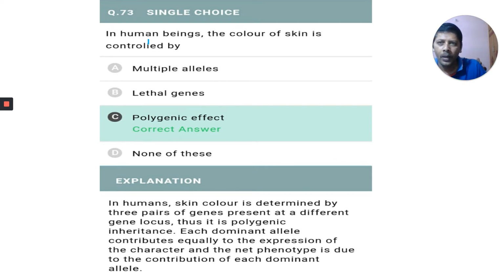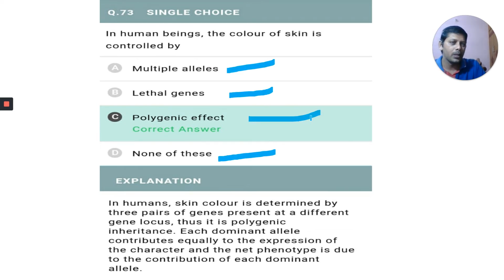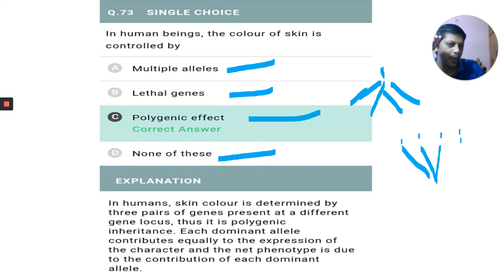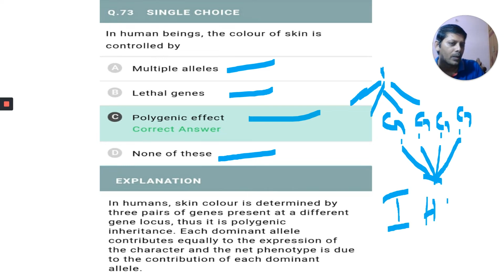All of you know: in human beings, the color of the skin is controlled by multiple alleles, lethal genes, and polygenic effect. Earlier we discussed pleiotropy, where a single gene affects multiple phenotypic traits. But here, many genes control one character. This is one gene, this is one gene, and so on, many genes controlling one character, for example intelligence, height, skin color.